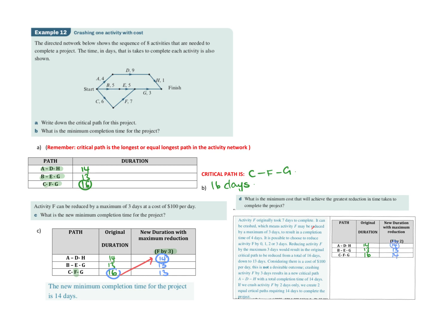So it's sort of doing it a little bit like our pathway, our table way, but a little bit different. So we'd only need to reduce F by 2, so that would cost us $200. So the minimum completion time of the project is 14, and the cost would equal 200, because there's two days of F.